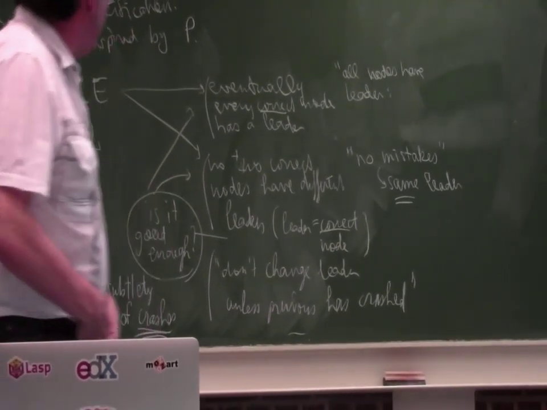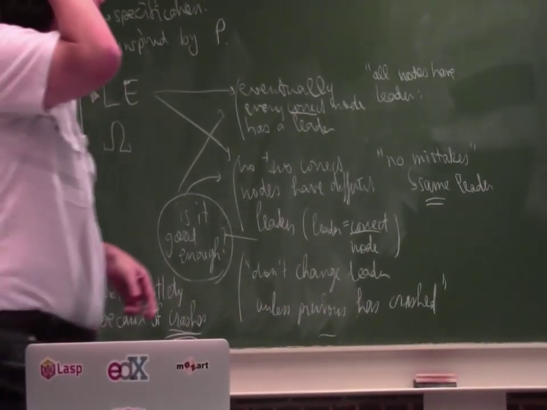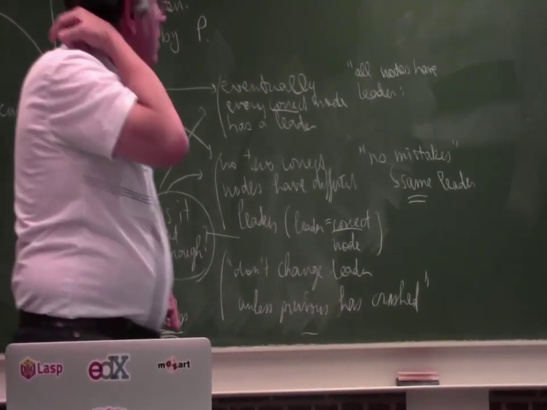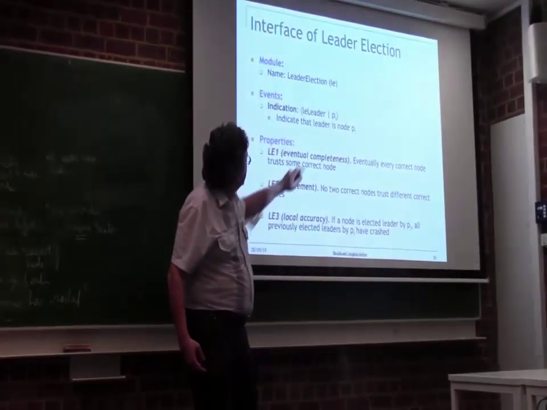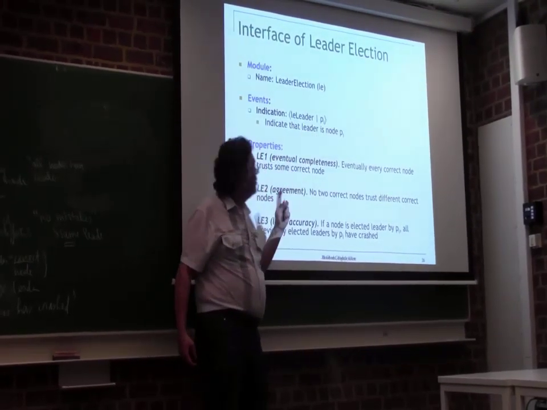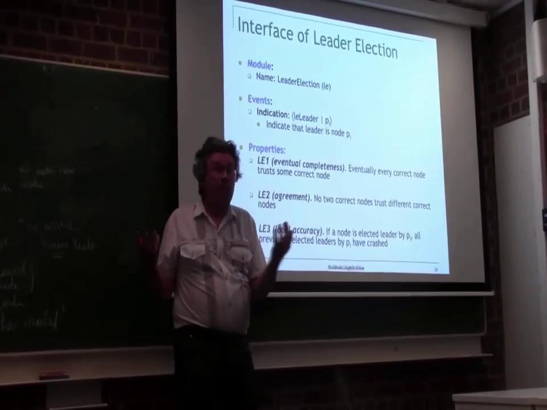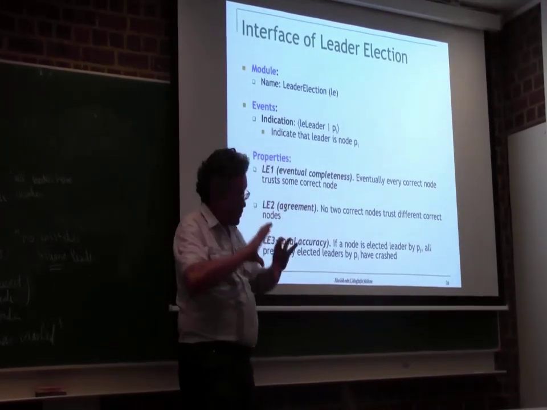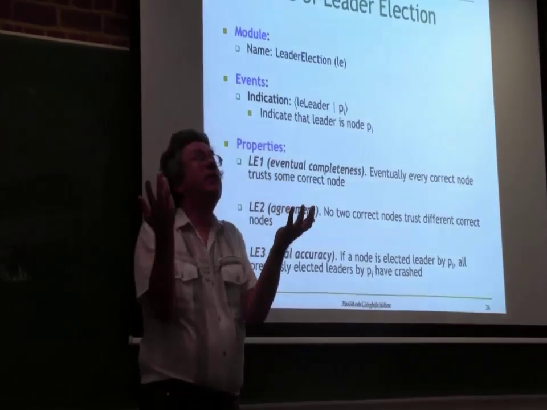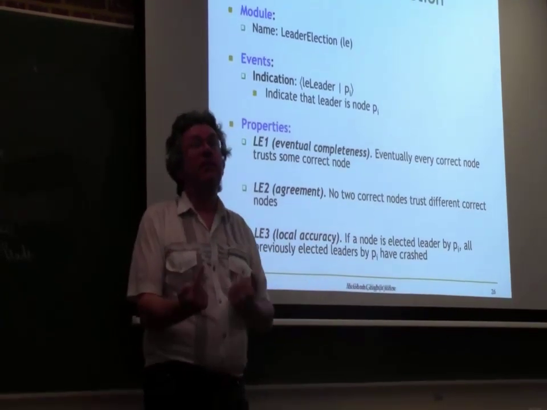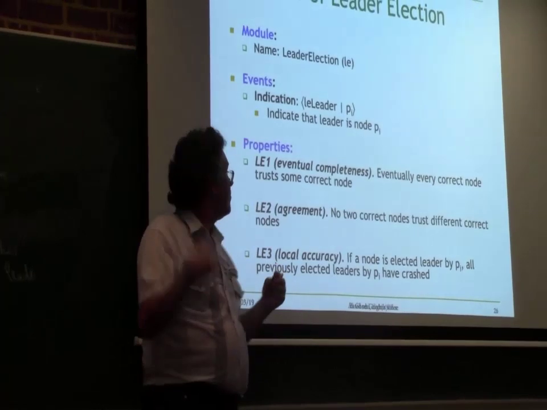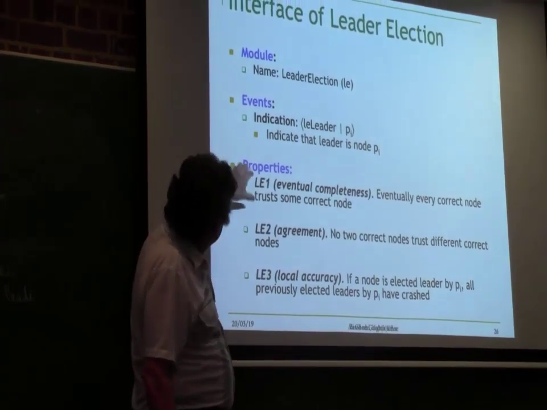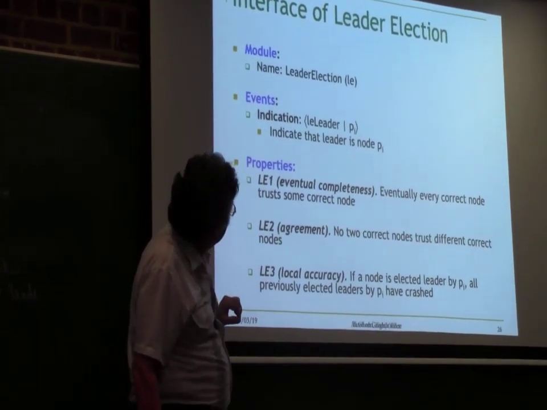So I'm going to show you the code for this now. So this is the interface. There's only one message coming back, LE leader. It's like the crash message for the failure detector. This black box will tell me who is the leader. And if somebody crashes, it'll tell me another leader. But there's always going to be a leader. And it satisfies these three properties.